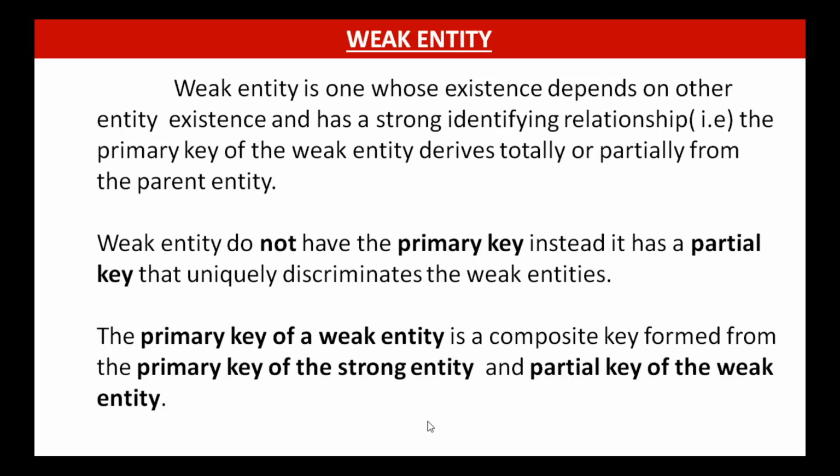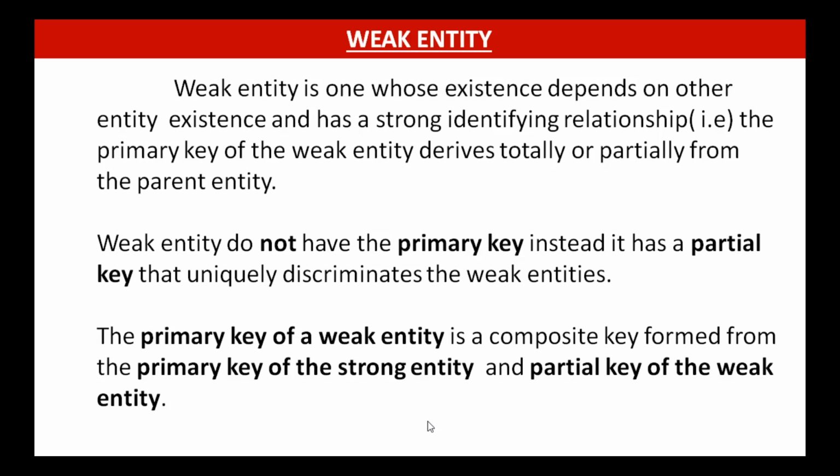But a weak entity does not have sufficient attributes for unique identification of its records. So for unique identification, it depends upon the strong entity's primary key. That means simply its existence depends on the strong entity. So without the strong entity, the weak entity cannot exist.